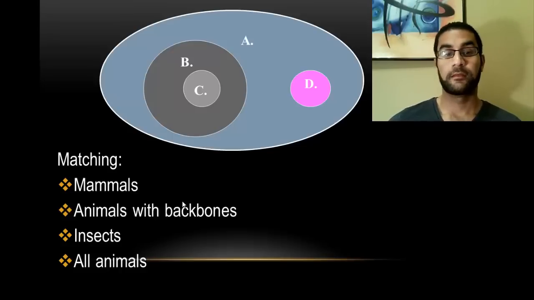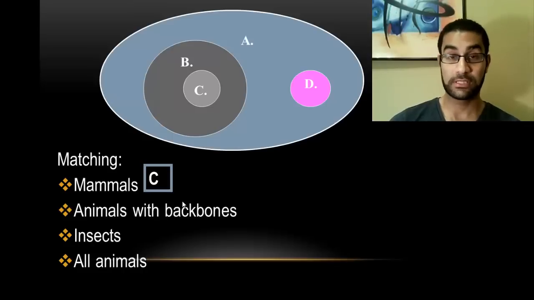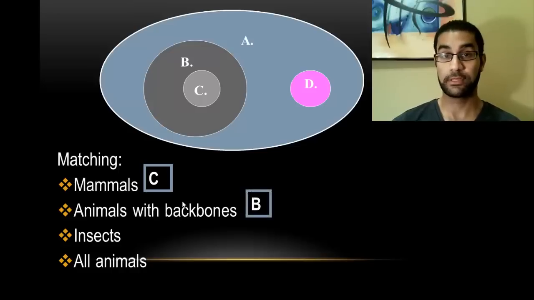So mammals themselves would be within a few circles. In this case, because it's in the circle that would be representing the animals with backbones, and it's also in the circle that would be representing all animals, the only one that's within two other circles would be letter C. And then animals with backbones would then be the circle that includes C, that's also part of the largest one, which is all animals. So animals with backbone would be circle B.